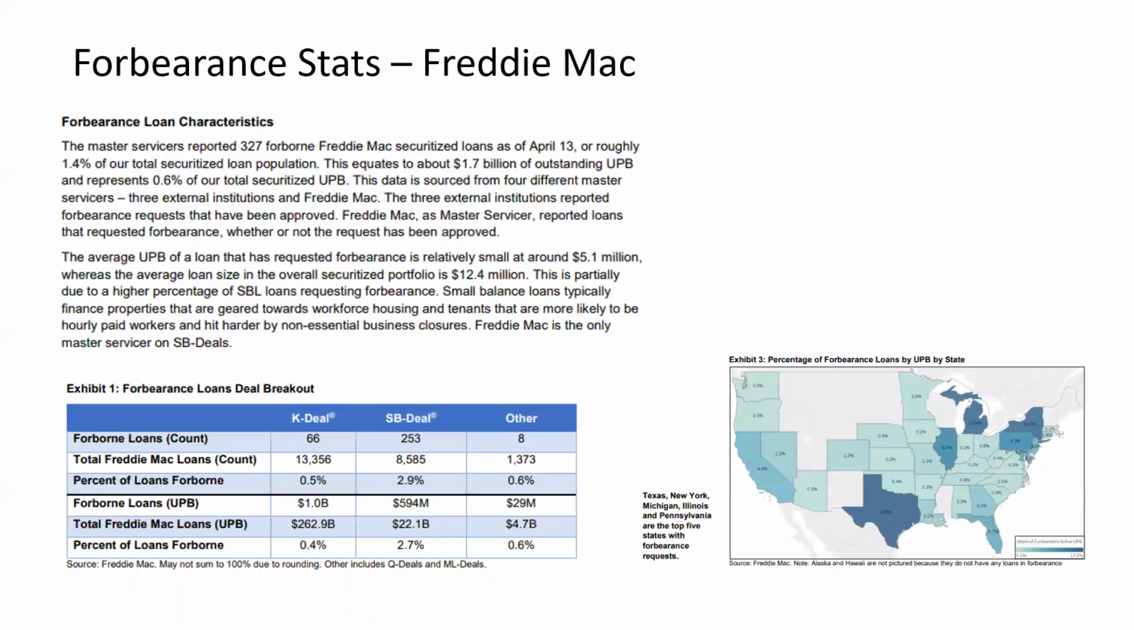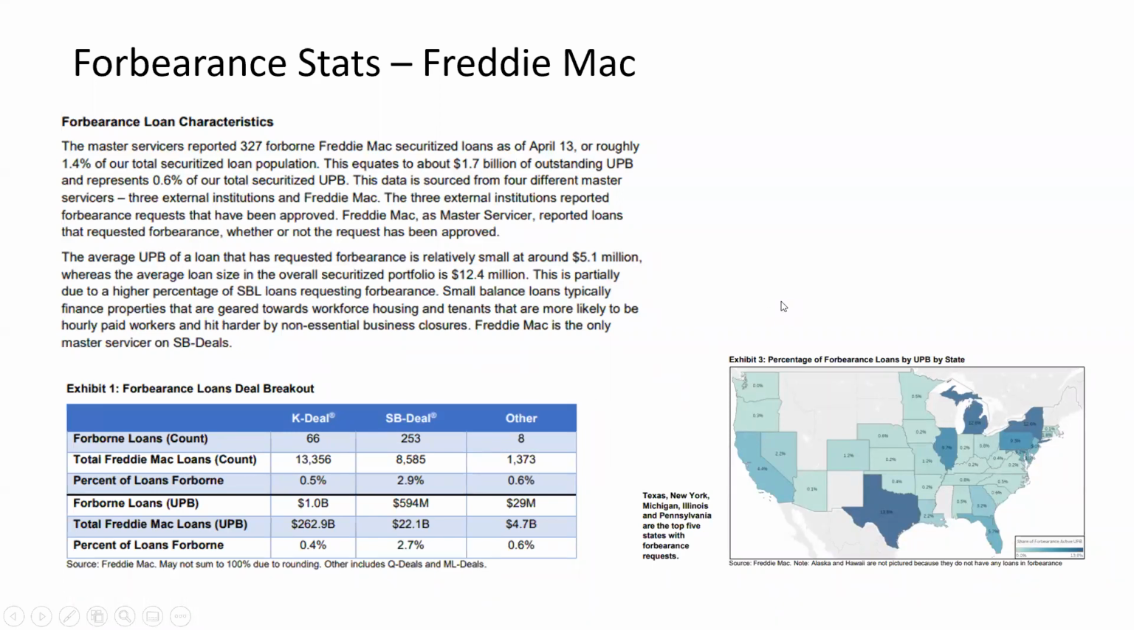And so here's a couple stats that I pulled from Freddie Mac. This one was sort of interesting. It said there's 327 Freddie loans currently in forbearance, and that's across. So this is about 1.7 billion, which is less than 1% of their total unpaid balance. And so, the K deals are sort of your more conventional deals. And then the small balance loans are over here to 253. So there's actually close to 3% of the loans on the Freddie small balance side that are in forbearance right now, or about to go into forbearance.